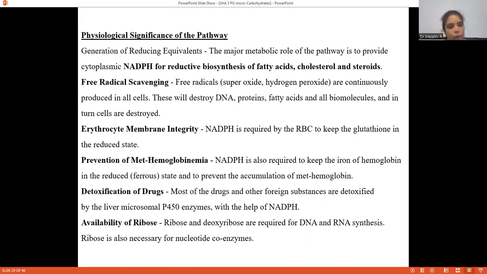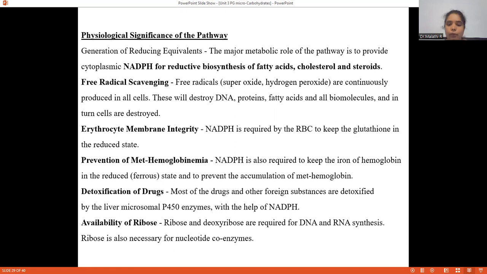Apart from that, it also prevents the formation of methemoglobin, and it is used in a number of detoxification reactions carried out by liver enzymes. Those enzymes require the NADPH reducing equivalent in order to detoxify the drugs entering the body, and also the toxins entering the body. So both detoxification processes will be performed with the help of the reducing equivalent NADPH, which is produced by means of the HMP shunt. And also the enormous availability of ribose sugar.